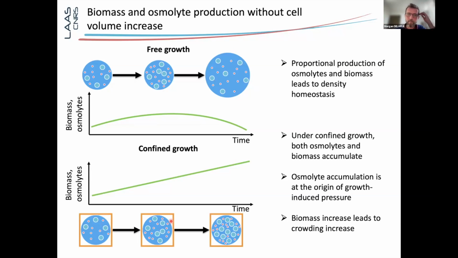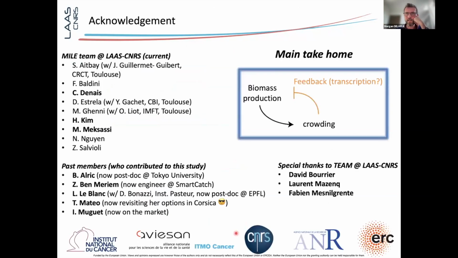And at the same time, they accumulate biomass, and that leads to the increase in crowding and in the viscosity that we have measured. And both these things are proportional, and that's why we see that as pressure builds up, biomass builds up, reaction rates slow down, and then biomass production slows down. So that's the main take-home.